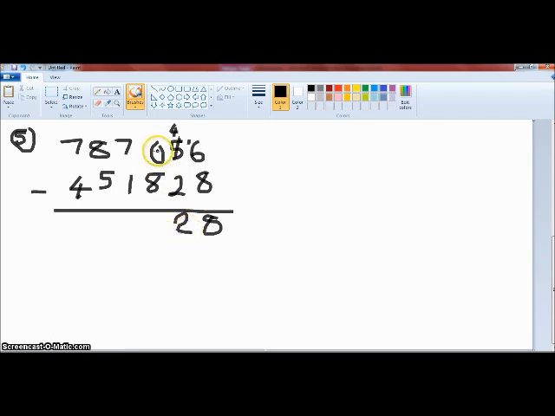But here now we have 0 minus 8. Well, 0 is a small number, so we need to borrow a 1 from the next number in the next column. So we're going to borrow 1 from 7 so that this one becomes 10, and this one will be 6. So 10 minus 8 is 2, and 6 minus 1 here is 5. 8 minus 5 is 3. And 7 minus 4 is 3. So our answer is 335,228. That is how you find the answer.